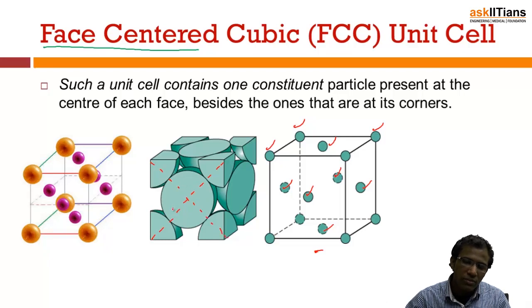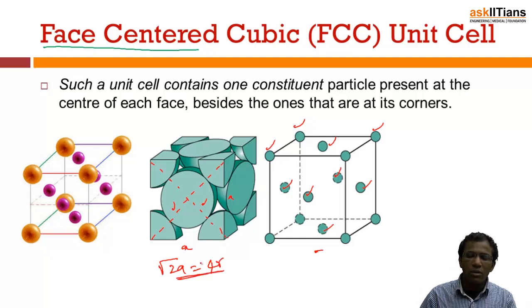So this is a face diagonal and this is a face diagonal. If this is a and if this is a, then this will be root 2a. So root 2a will become equal to, if I take the particles of the same size, 4r. So 4r is equal to root 2a. This is how the radius of the particle is related to the edge length of the FCC unit cell. So this is about the FCC unit cell.